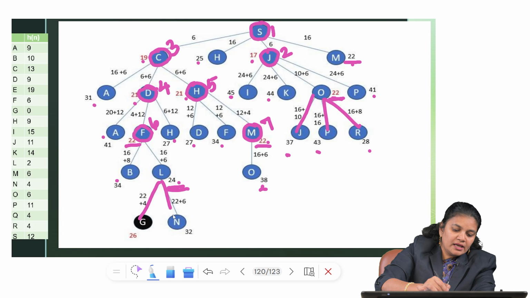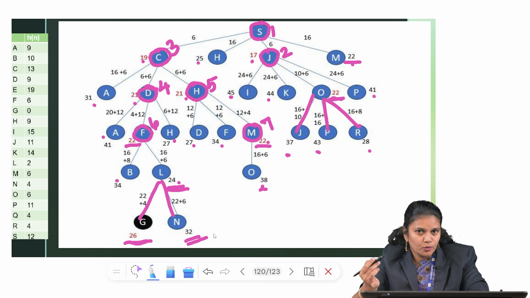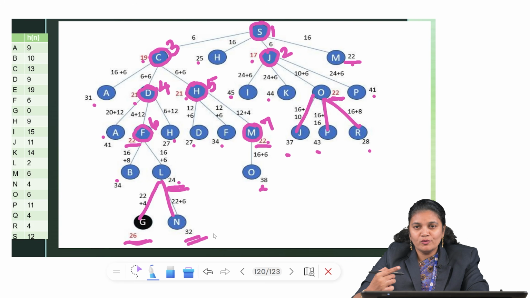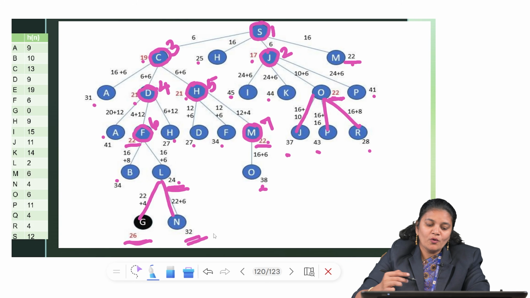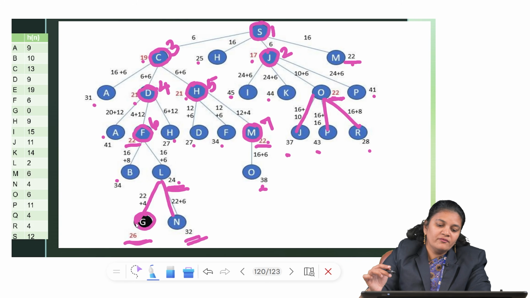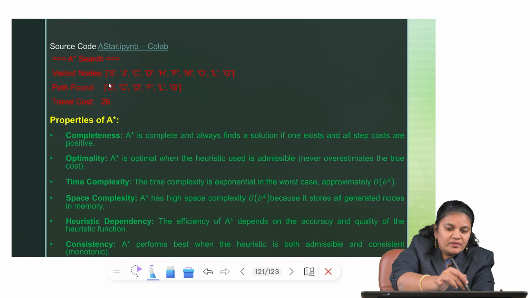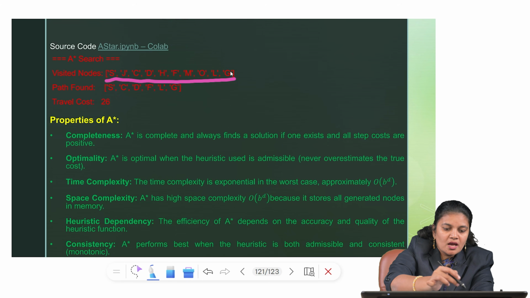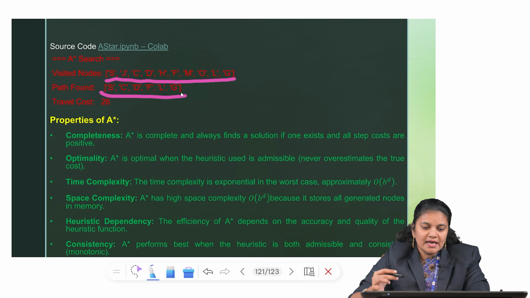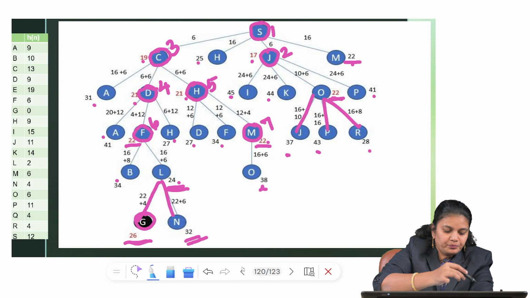When we are exploring L, we are getting G with 26 and N with 32. Also when exploring, we should keep in mind while every exploration, we have to check whether that is the goal node. Now we are finding out our goal node, we can end our search. So we can see that we have visited all these nodes, but our path found is SC.